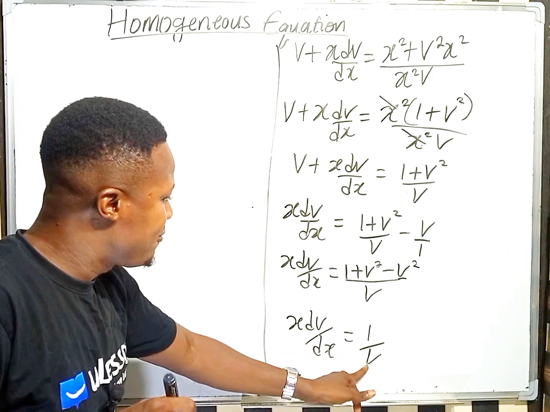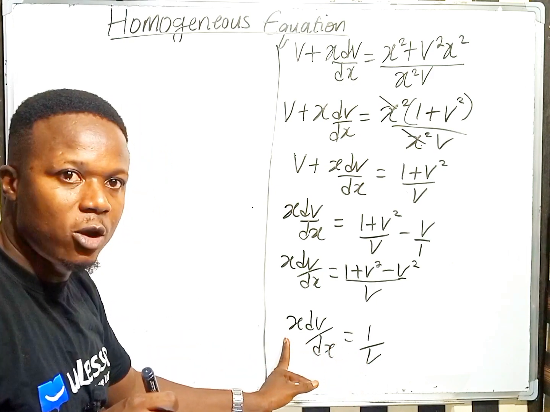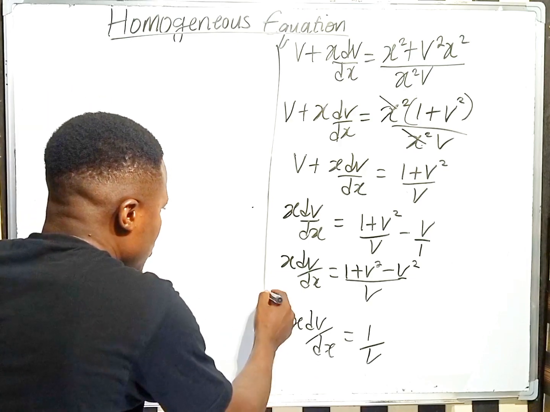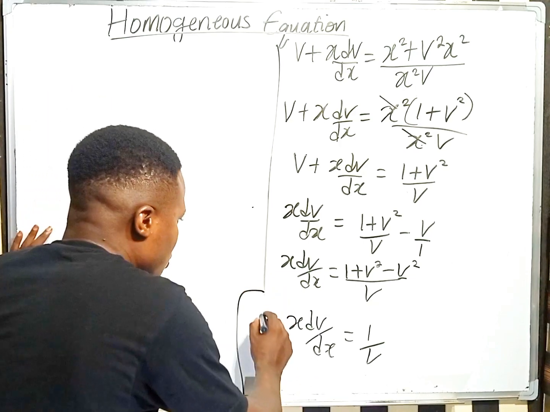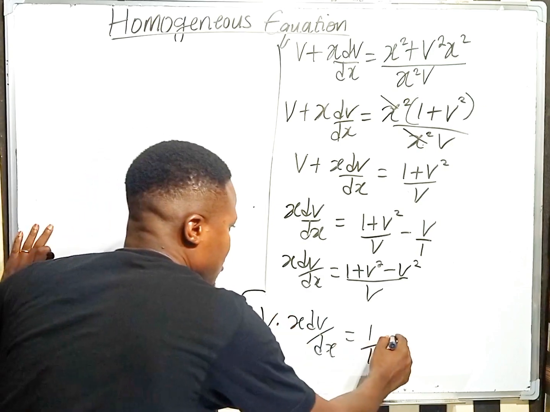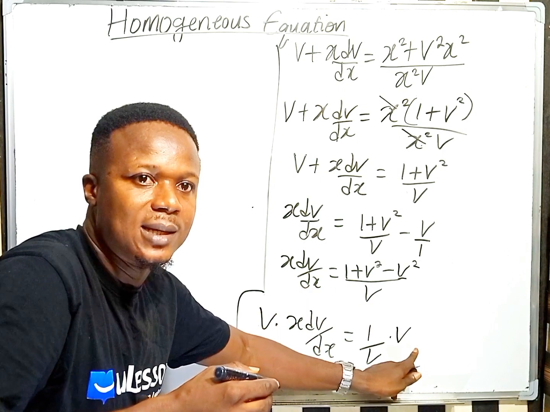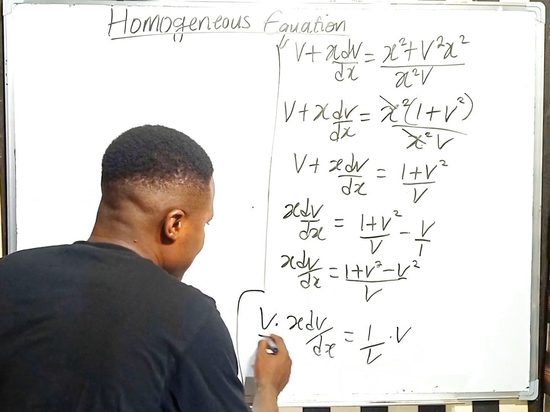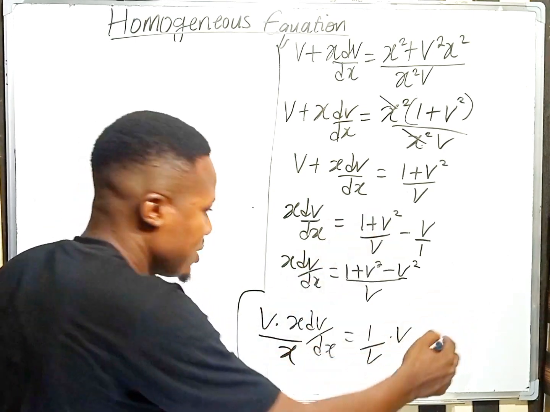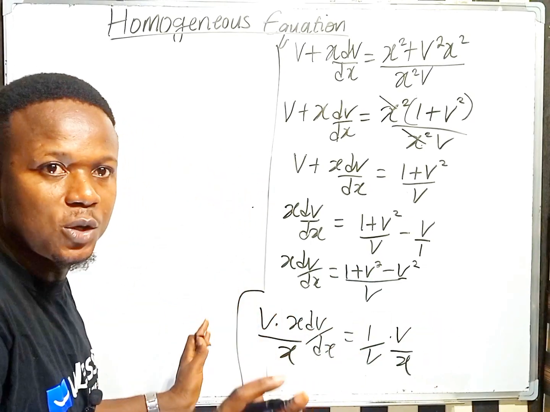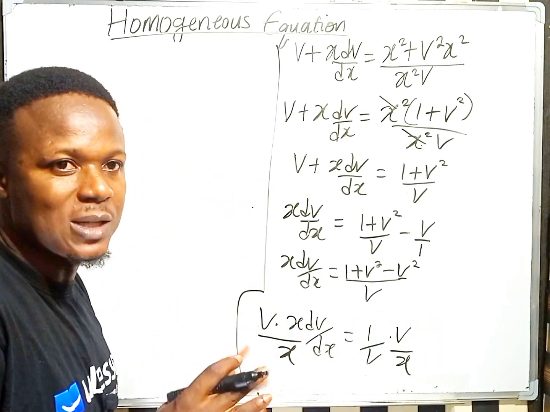To make v come to this side, what am I going to do? I will multiply both sides by v. Now I want this x to come to this side. You have to divide both sides by x so that the x can come to this side. You see, because in any equation, whatever you do to both sides will not affect it.